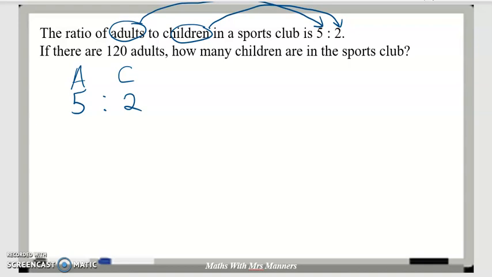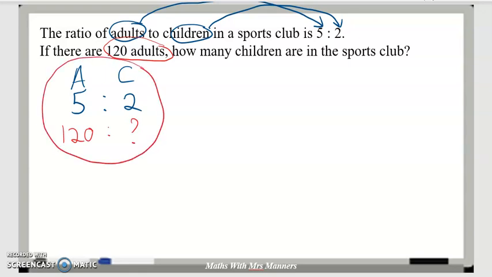Now this question is different to the other 2 questions we looked at. In the other 2 questions, we worked out what this entire ratio was equal to because we were given a number representing the whole ratio. So in this example, if we gave you the entire number of members of the club, that would be equal to 7 parts. But you weren't given the number of members in the club. You were told the number of adults. So the number of adults, I'm going to place on the adult side. And then it asks you for the number of children. So this is a nice little summary of this question. We want the number of children, but we know the number of adults.